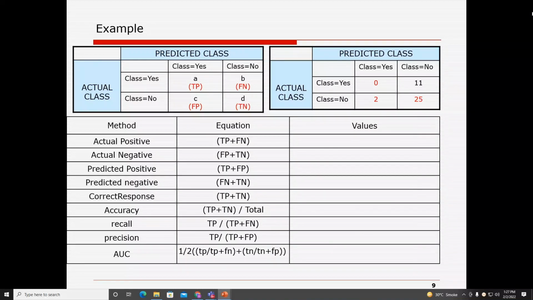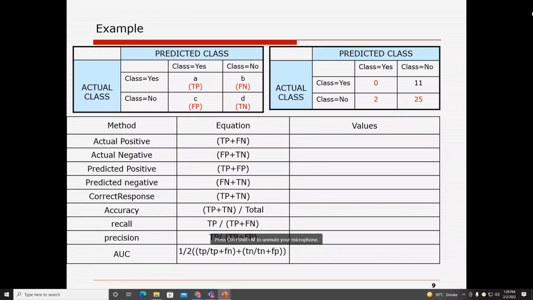Correct response. You have to see the cross diagonal. That is 0 plus 25. 25, right? Chalo, accuracy. 25 upon 25 plus 11 plus 2, right? 25 upon 38. Yeah, 25 upon 38.